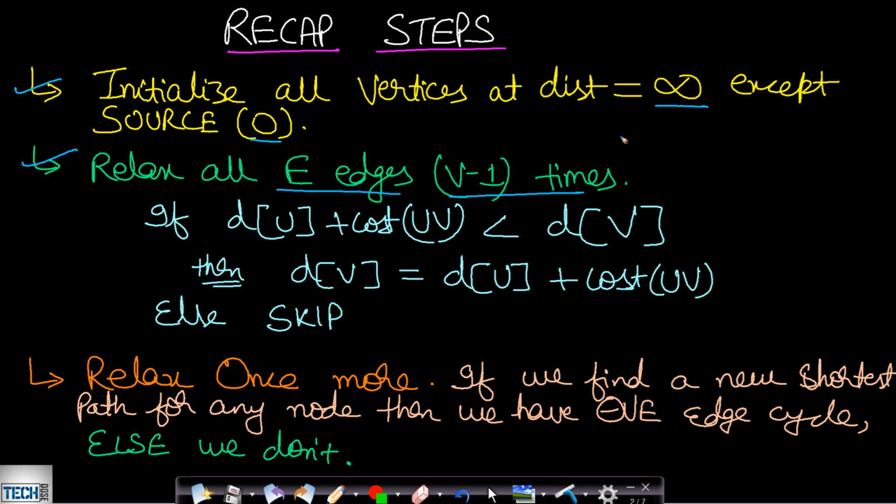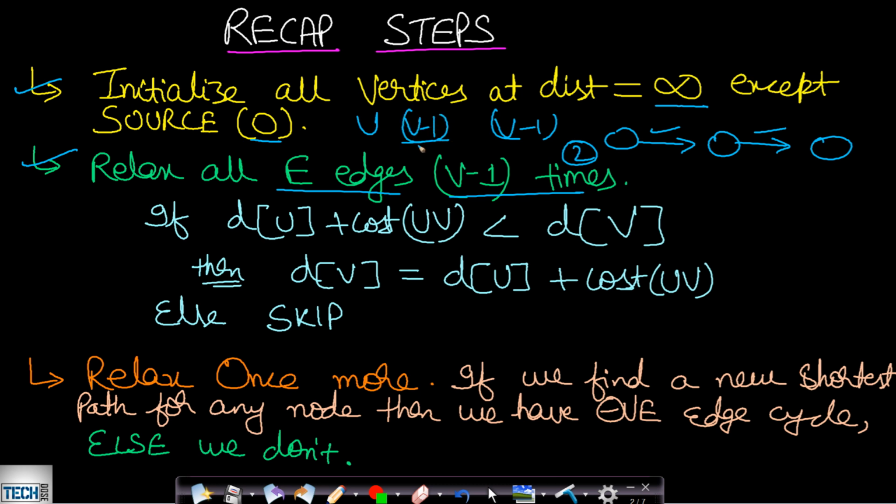So why are we doing this? I have already explained in the previous video. Let's say we have 3 nodes, then the maximum number of edges we need to connect all the vertices will be v minus 1. In this case it will be 2. So if we have v number of vertices, we can cover all the vertices using v minus 1 edges. Okay. So we will be relaxing all the e edges v minus 1 times.